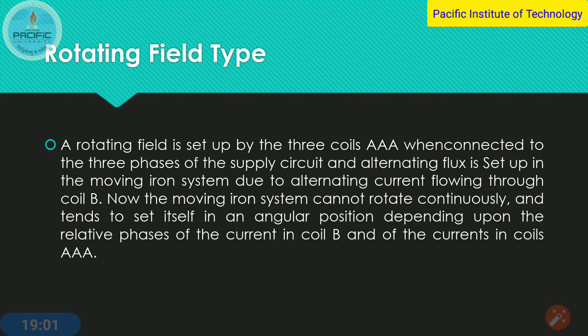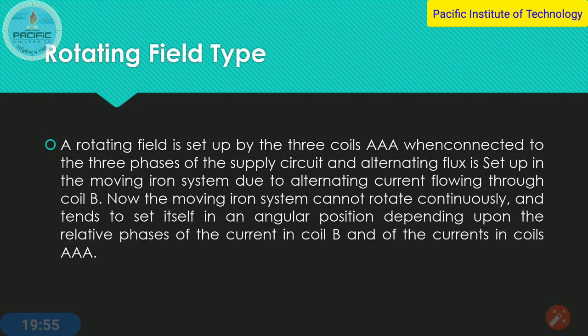Now a rotating field is set up by the three coils A, A, A when connected to the three phase supply. It is the same as the generation of the three phase rotating magnetic field that we have already studied in the case of the three phase induction motor. And an alternating flux is set up in the moving iron system due to the alternating current flowing through the coil B, right? So there is a three phase rotating magnetic field set up by the three coils A, A, A, and an alternating flux is set up in the moving iron system, which is due to the flux set up in the coil B.